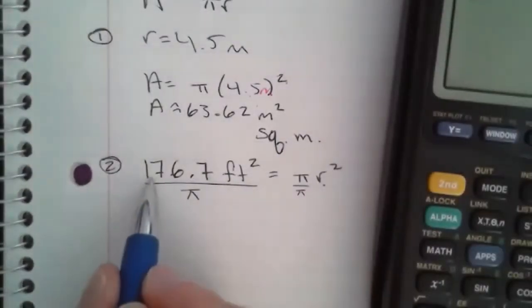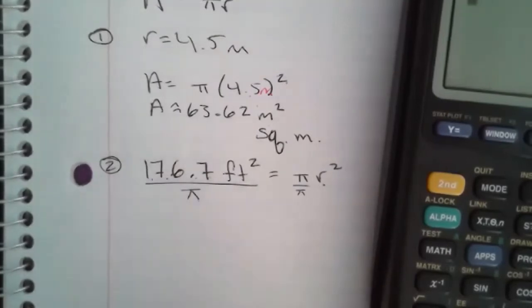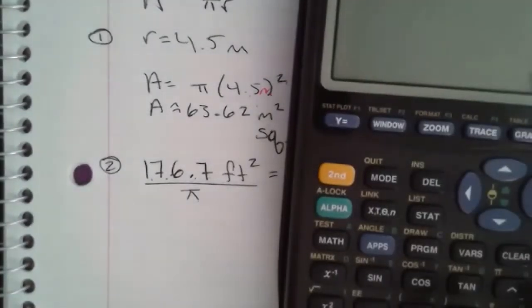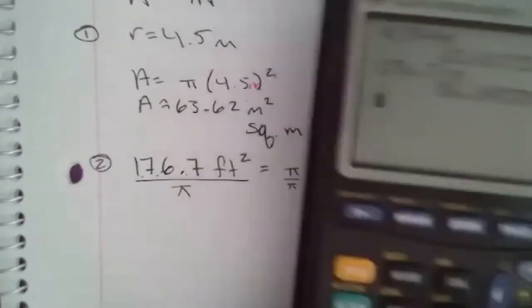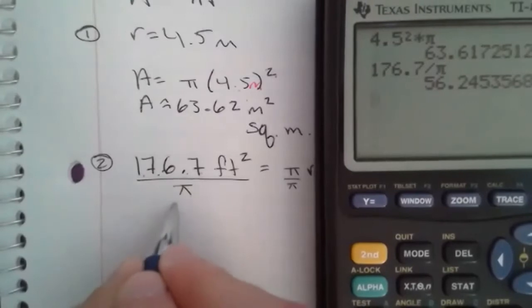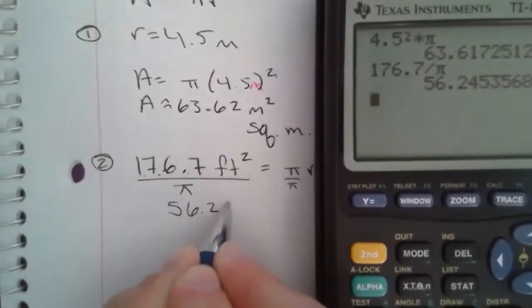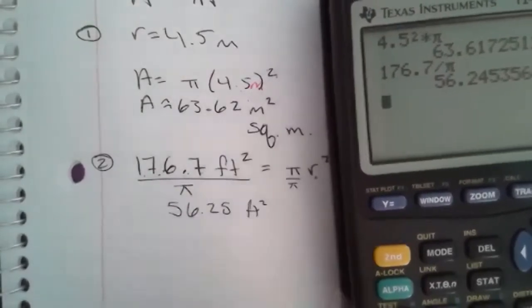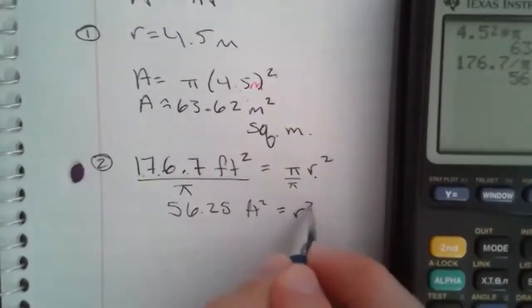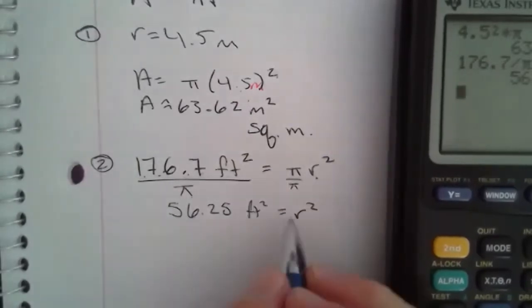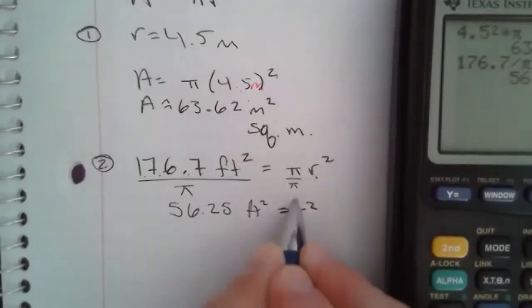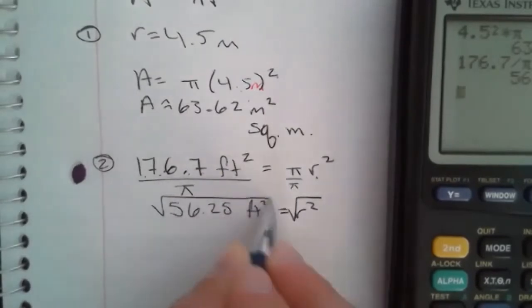Okay, so we have 176.7 feet squared divided by pi. Obviously, I'm not typing in square feet. I'm just going to do this divided by pi. Okay, so 176.7 divided by pi is that number. I'm not going to write the whole thing down, but I am going to write a little bit of it down just so we know what to do algebraically. Okay, I got to get that r by itself. What's the only thing over there with it? It's a square. And how do you undo square? You square root it. So we're going to square root both sides now.